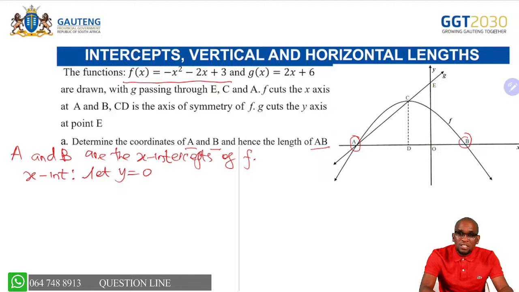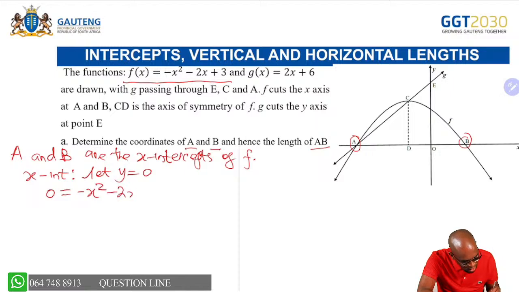Now that I've identified that they represent the x-intercepts, I'm going to put y equal to 0. So I have 0 is equal to negative x squared minus 2x plus 3. I divide throughout by negative 1 to standardize this. I have x squared plus 2x minus 3 is equal to 0.